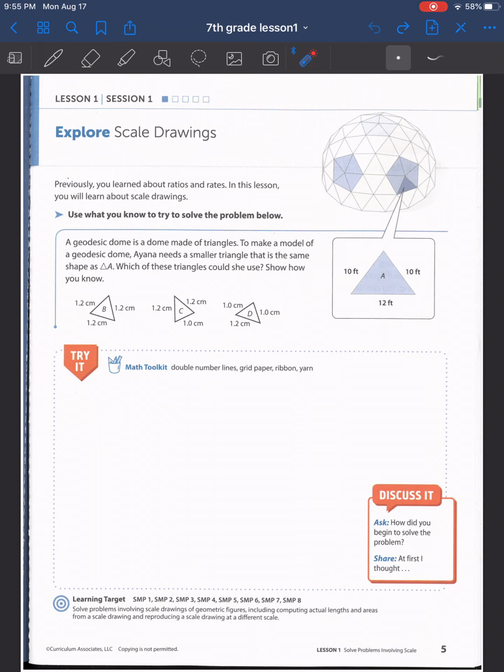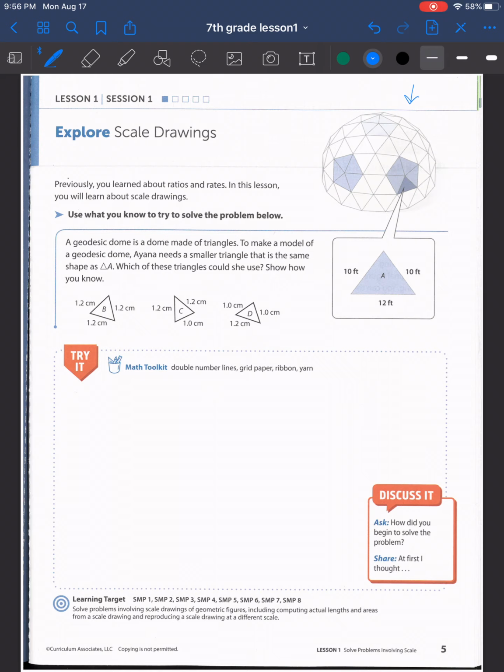We're on page 5. We're going to explore some triangles in these scale drawings. Previously, we learned about ratios and rates. In this lesson, we're going to learn about scale drawings. We're going to use what we know to try to solve the problem below. So here's a really cool dome, and it looks like this dome is made out of a bunch of different triangles. A geodesic dome is a dome made of triangles. To make a model of a geodesic dome, Anya needs a smaller triangle that is the same shape as triangle A. Which of these triangles could she use? Tell me how you know.